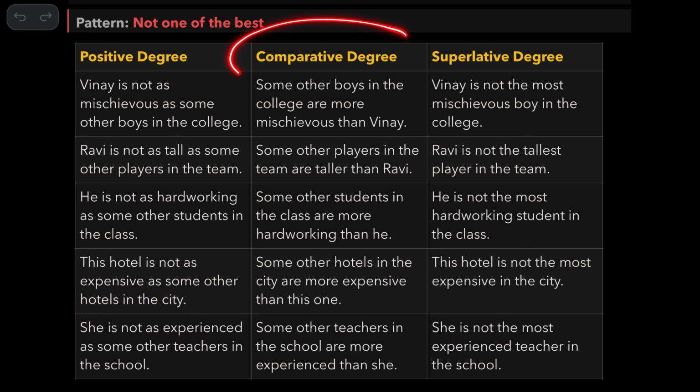Now, comparative form. Some other boys in the college are more mischievous than Vinay. Some other players in the team are taller than Ravi. Some other students in the class are more hardworking than he. Don't say him, it is he. So here is understood, not expressed. Of course, you can say him, but in the examinations, don't write it.